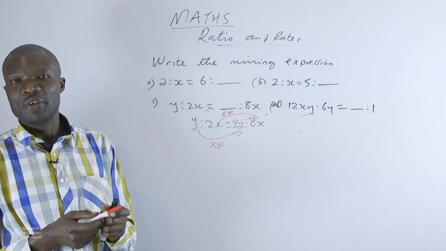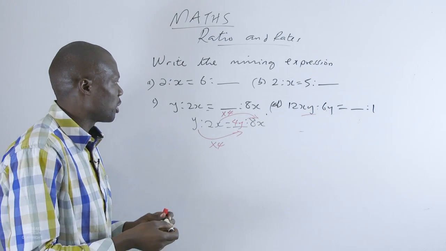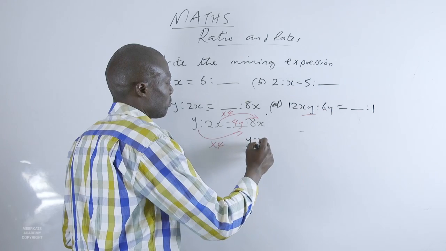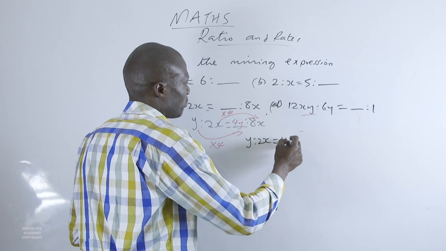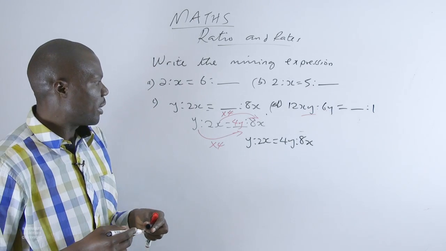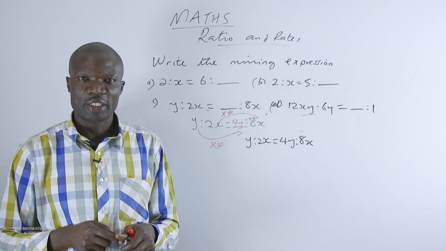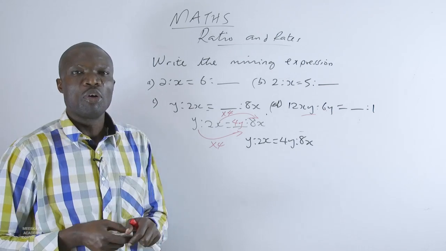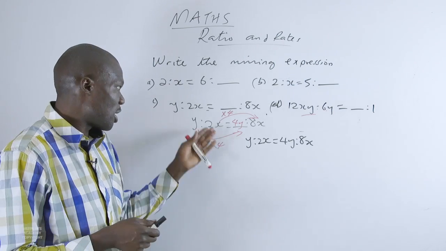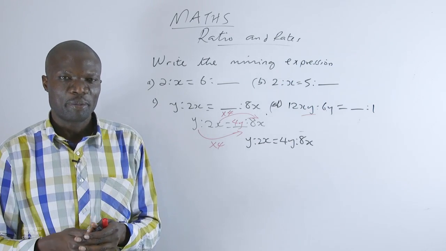So what is our new equivalent ratio? It is going to be this way. Y to 2x is equivalent to 4y to 8x. So there we are done with the third part.